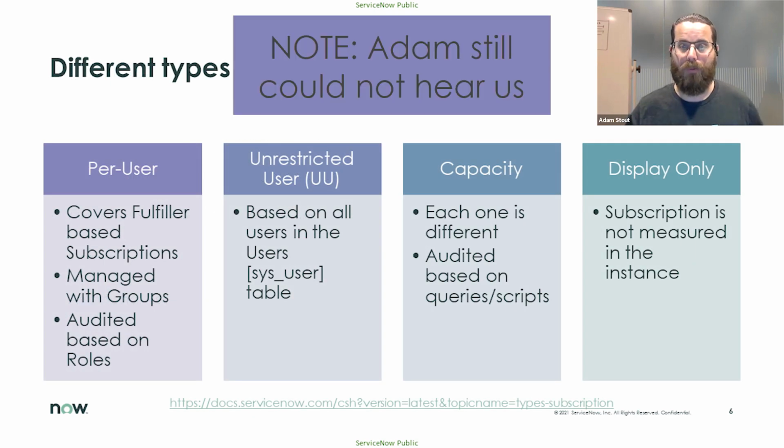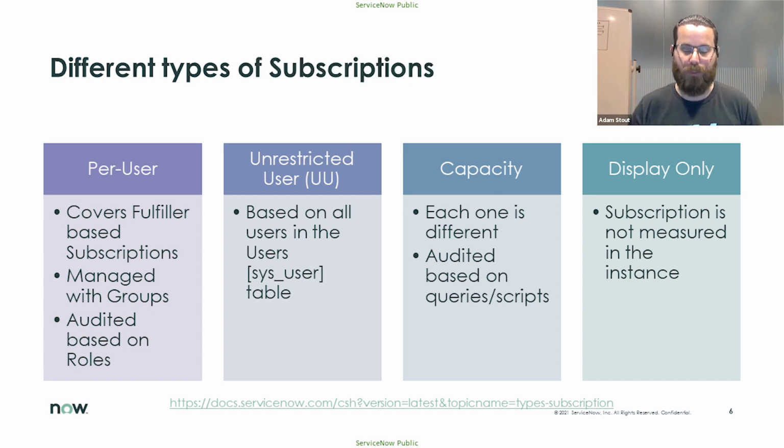So first of all, what's in subscription management? What are the types of subscriptions we're looking at? There are a few other types. They're noted in the documentation here, but the four main types you're going to see are per user, and per user is covering anything that handles fulfillers or app users where a user matters. We pay per user. It's managed by groups. And so we're going to talk about how we set up our groups, but it's managed by groups, but it's audited by roles. When our compliance team looks at your instance and we're doing a compliance report, it is based off of the roles the users have, but we configure subscription management with groups, which should line up.